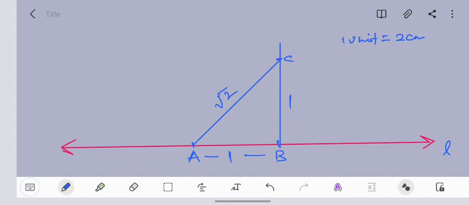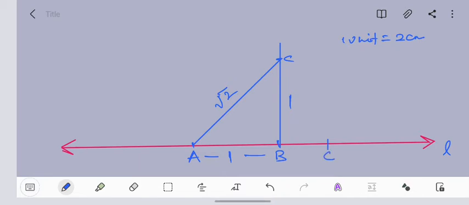then drag from point C towards the number line, just drag it. Or you can simply measure it and cut an arc taking A as the center on the line L. So you can do either this way, cutting an arc like this, or simply cut a simple arc like this. Okay, and then mark it.